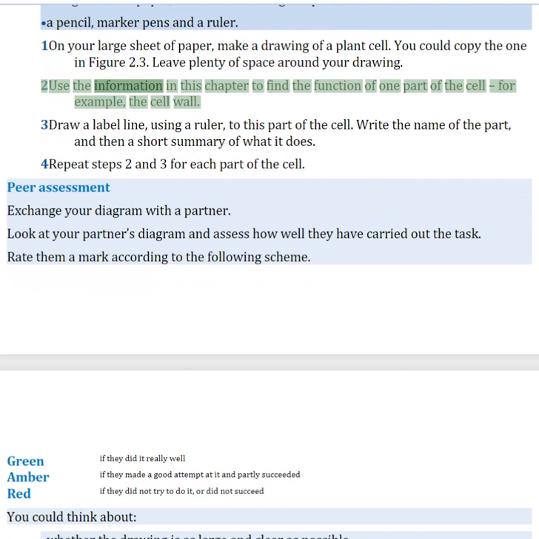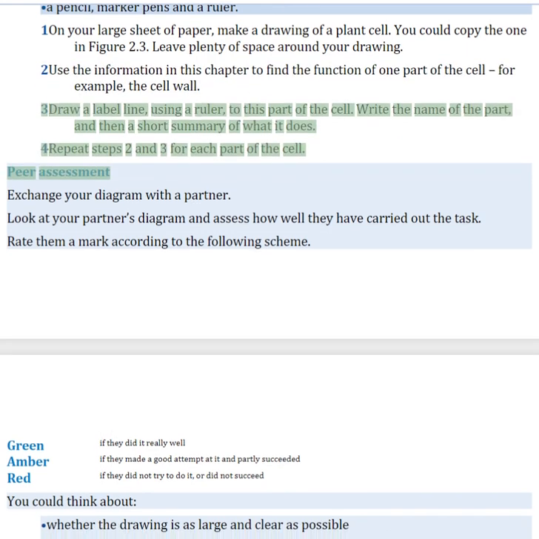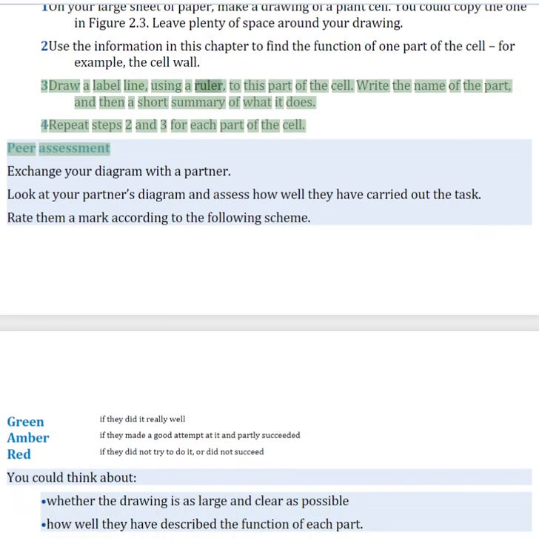2. Use the information in this chapter to find the function of one part of the cell, for example, the cell wall. 3. Draw a label line, using a ruler, to this part of the cell. Write the name of the part, and then a short summary of what it does. 4. Repeat steps 2 and 3 for each part of the cell.